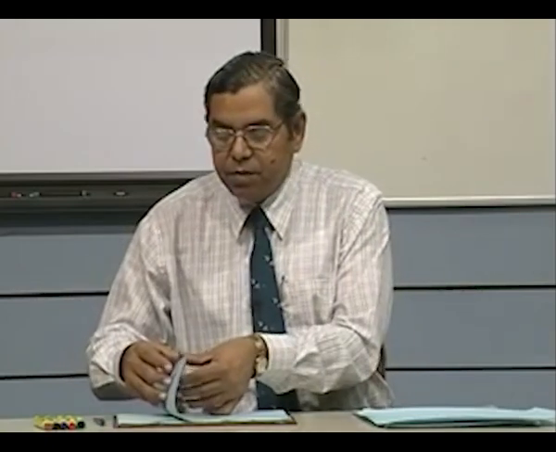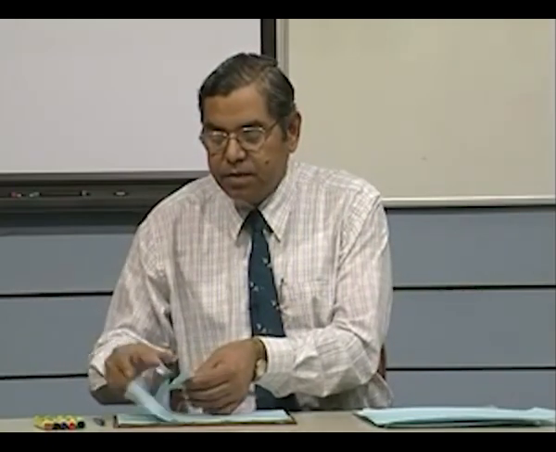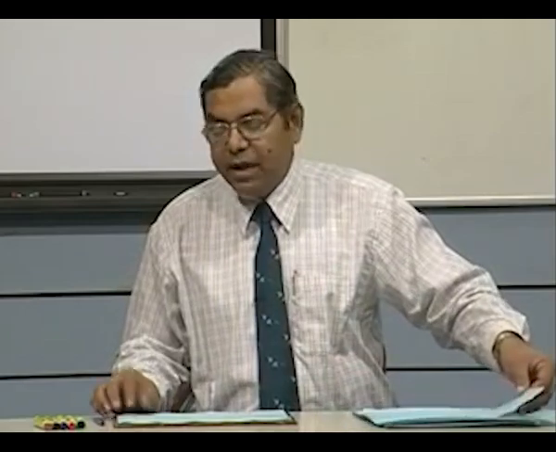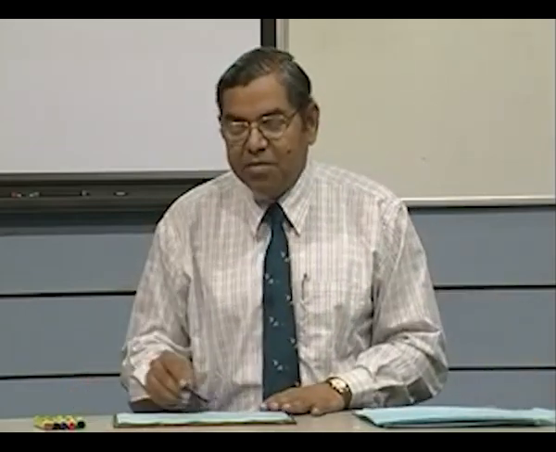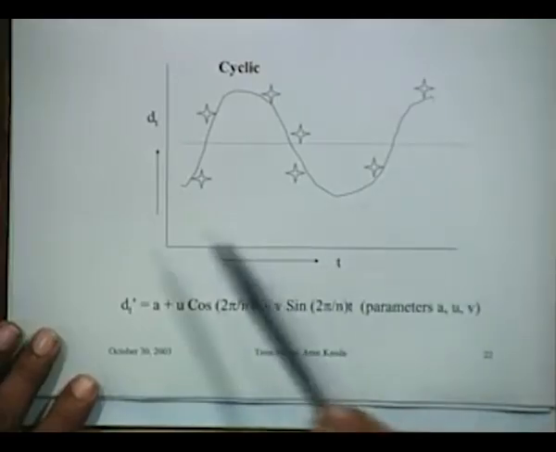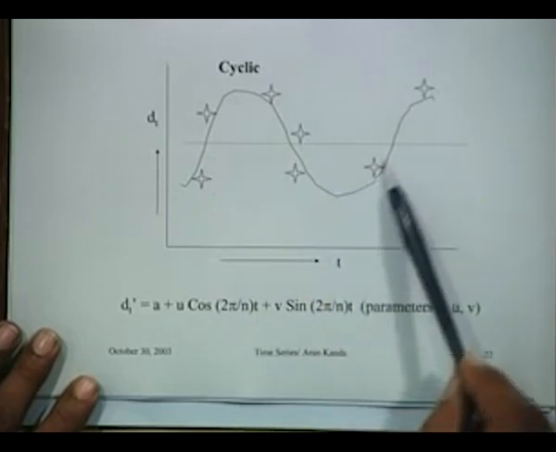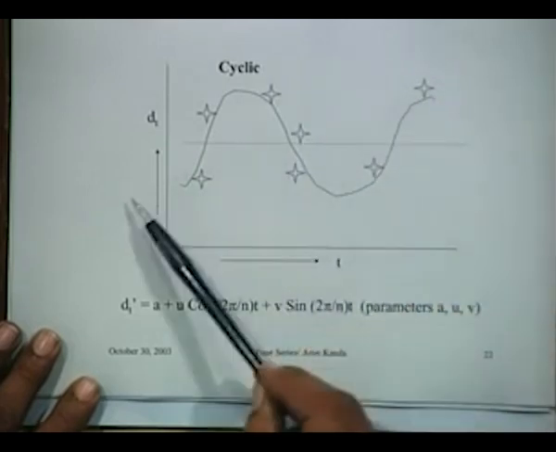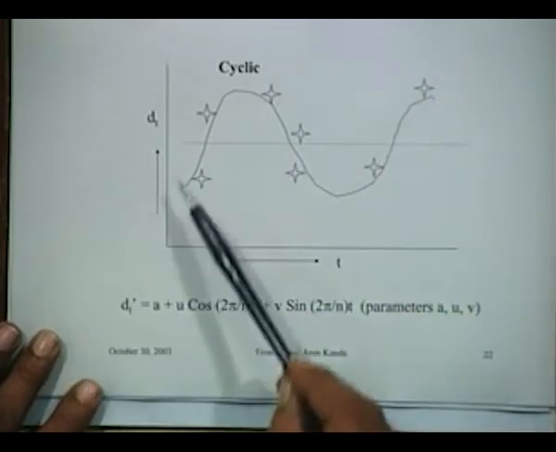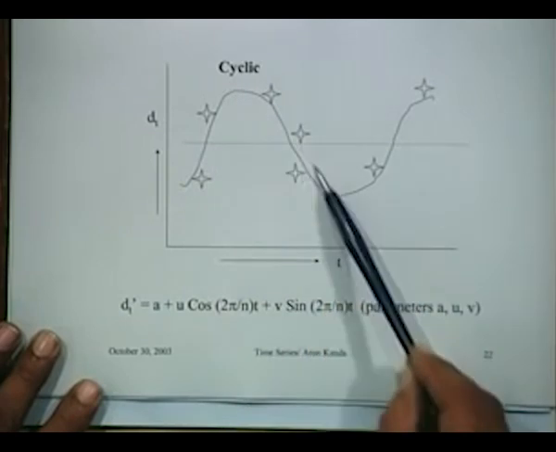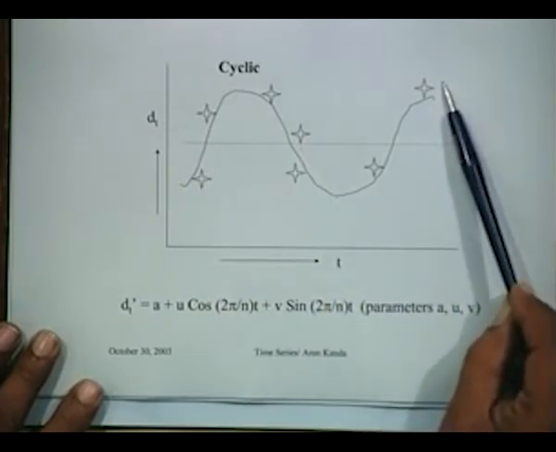We might, on the other hand, look at cyclic demand or seasonal demand. This is very common. The demand for woolen garments, the demand for air conditioners, the demand for all seasonal products would be something of a sinusoidal wave like this.